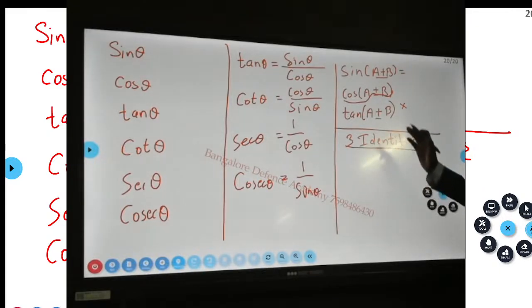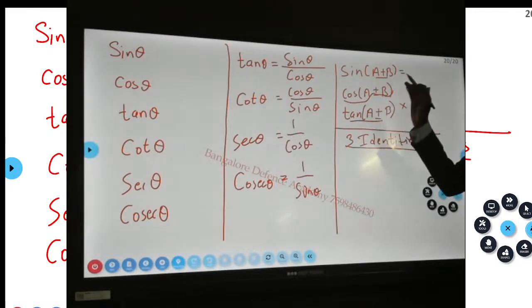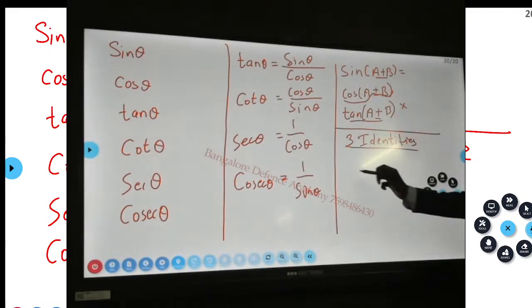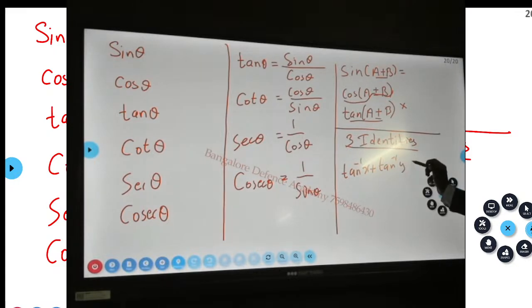Correct. Now in 11th standard what happens? You will have the same formula. When you go to 12th, this becomes inverse trigonometry. Correct. So what happens? If I ask you what is the formula for tan inverse x plus tan inverse y, this will be equal to tan inverse of x plus y divided by 1 minus xy.